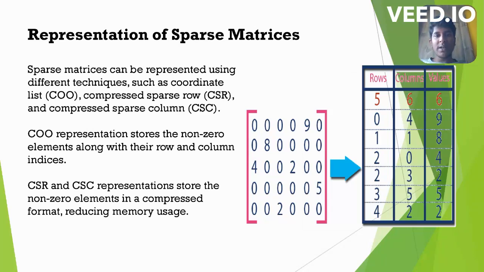Representation of sparse matrices. Sparse matrices can be represented using different techniques such as coordinate list (COO), compressed sparse row (CSR), and compressed sparse column (CSC). COO representation stores the non-zero elements along with their row and column indices. CSR and CSC representations store the non-zero elements in compressed format, reducing memory usage.